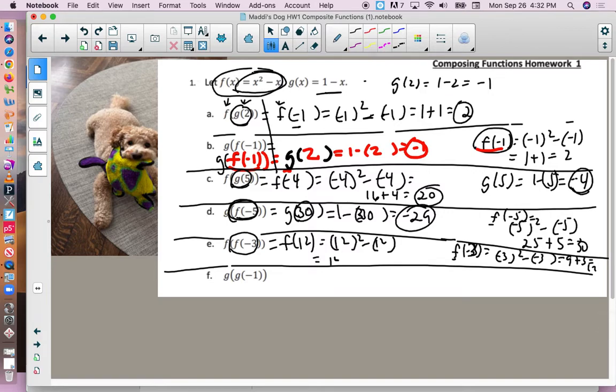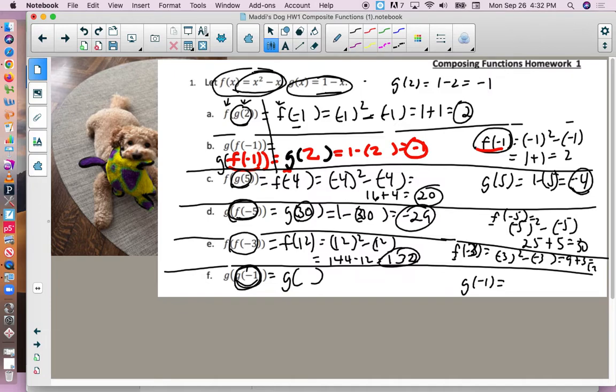12 squared is 144 minus 12 is 132. All right, so you might want to try this one and pause and then come back and check. I would first find g of negative 1. So I'm finding g of negative 1. Once I know the answer, I'm going to put it right in here.